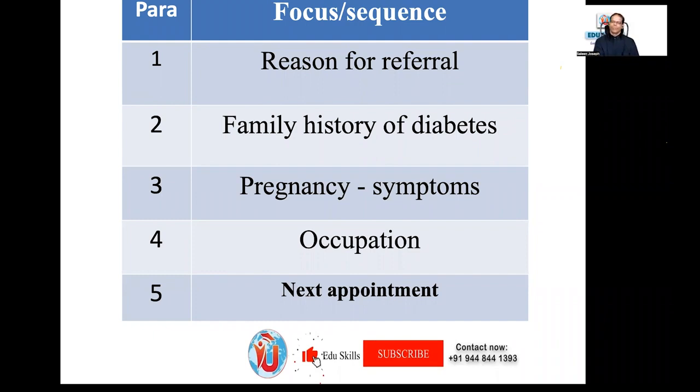Pregnancy symptoms, already we predicted it. Occupation, you know, as soon as they are speaking about what you do for your living, when they ask the person, immediately the answer is a nurse or doctor or teacher or engineer. So definitely the answer will be a particular occupation, nothing else. So from the very side headings, you can predict the answers. Next appointment: when and for what. Okay, what will happen in the next appointment? This sequence you have to keep in mind.